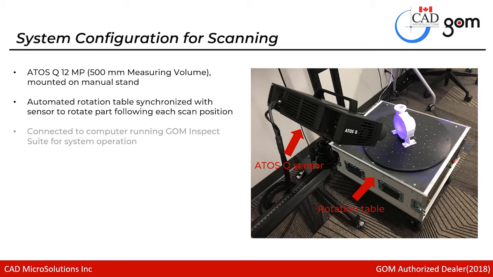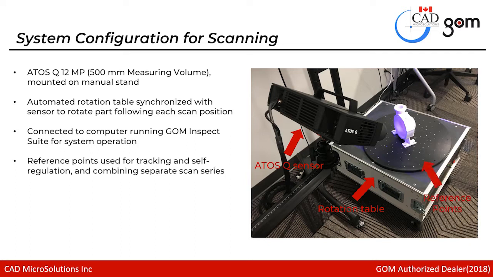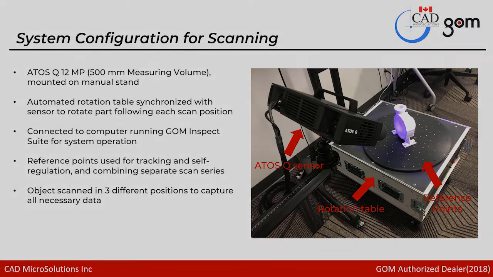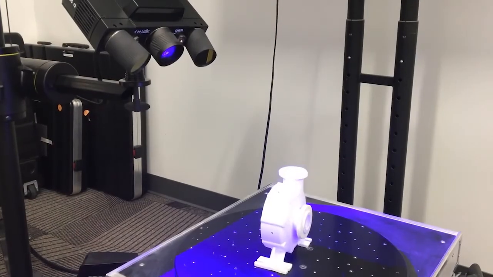And this is connected to our laptop that's running GOM Inspect Suite for overall system operation. And on top of this, we also use reference points that are placed on the table and the part for tracking, as well as to combine separate scan series that we take of the part. And in order to capture the full geometry of this part, we needed to scan it in 3 different positions on the table. And we'll talk about how we managed to combine that data later on in this presentation.